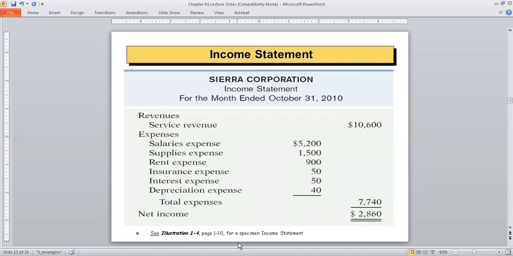Right? You have a good specimen to study in your text on page 1-10, but we are going to learn how to prepare this document line by line. So we're going to learn the proper way to prepare an income statement. So we're going to jump right into some problem solving. So if you have printed the in-class exercises for chapter 1 from Blackboard, go ahead and get those out.